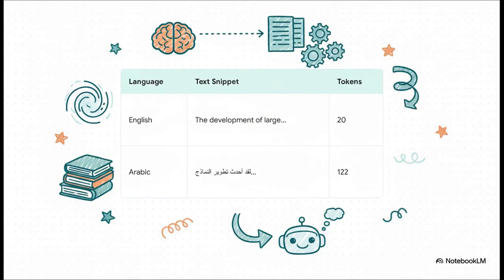And here is a perfect, almost shocking illustration of how critical data decisions are. This is about the tokenizer, the tool that breaks text into pieces a model can digest. Just look at this. The exact same idea expressed in English takes 20 tokens.